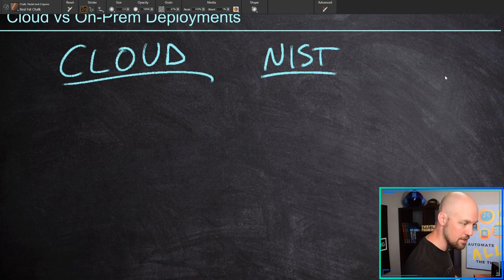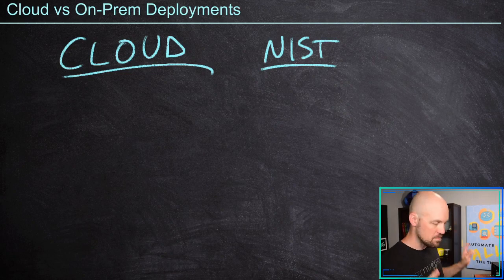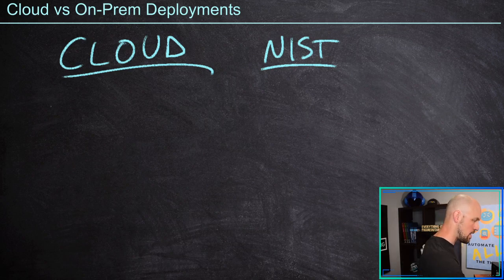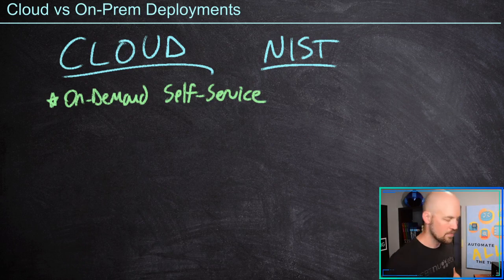It comes down to 5 different concepts. So, what is a cloud service? A cloud service is going to have these 5 characteristics according to NIST. First of all, it's going to have this concept of on-demand self-service. What is on-demand self-service? So here's the concept.